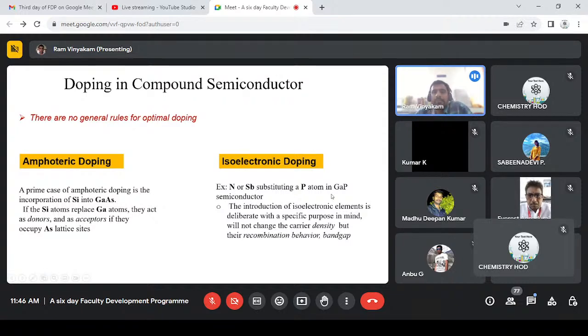In the case of isoelectronic doping, it's the same thing. If I take a gallium phosphide semiconductor and replace phosphorus with nitrogen, there is not much change in the valence. So the electron configuration is isoelectronic. There won't be any change in the polarity, that means the charge density doesn't change. Then what will change? It will change other behavior, like recombination behavior, which is much influenced. And if you go to higher doping, let's say an alloy, you can change the band gap.